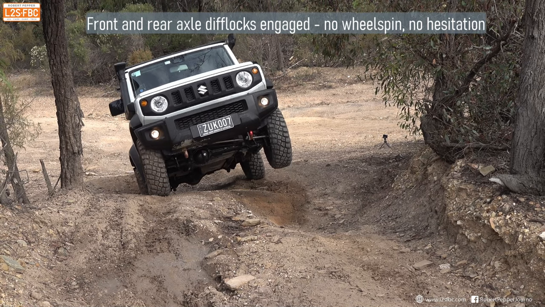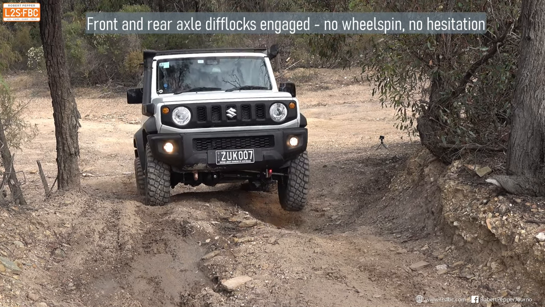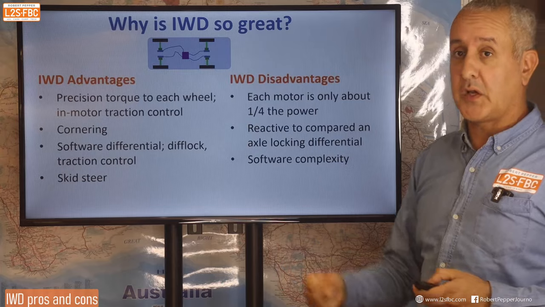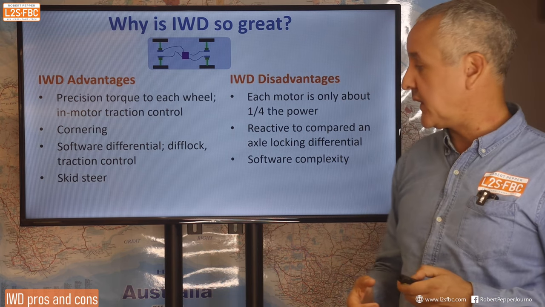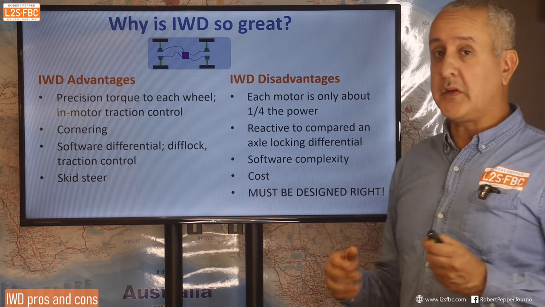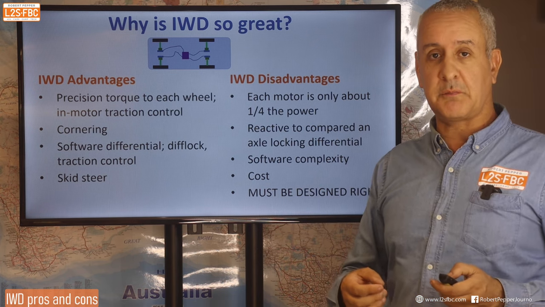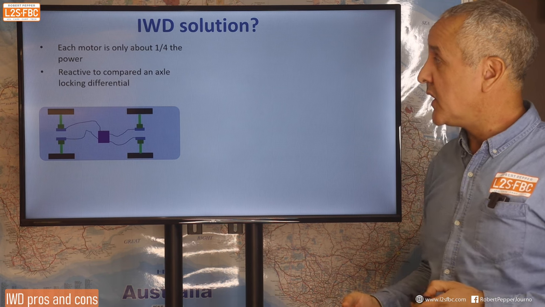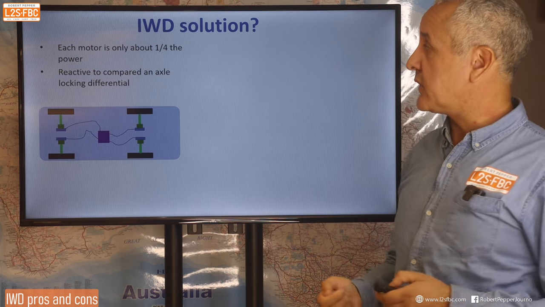It's just going to work for you when you're doing a rocky climb. This will always be a little bit reactive, and there's a lot of software complexity in this yet, and I don't think we've quite figured it out. It's also expensive, and it has to be designed absolutely right from a software perspective. Otherwise, it's just not going to work. So here's a potential solution to IWD.